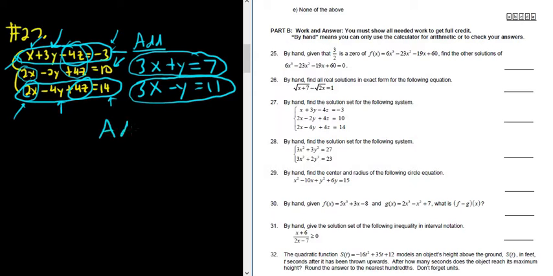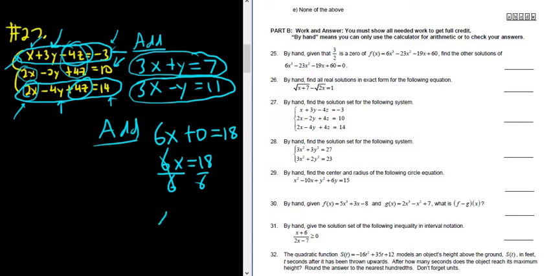And look at this. If you add them again, the y's go away. So 3x plus 3x is 6x. You add these y's and you get 0. And 7 plus 11 is equal to 18. So we have 6x equals 18. And then to solve for x, we'll just divide by 6. So we get x equals 3.